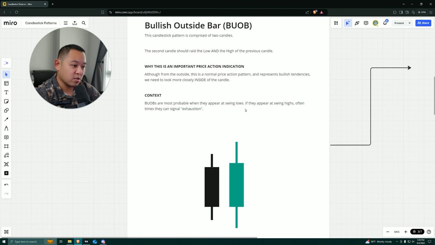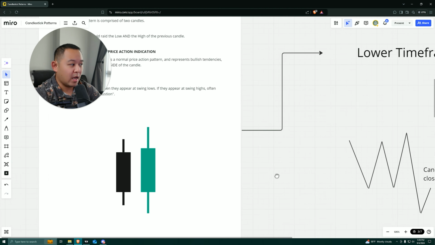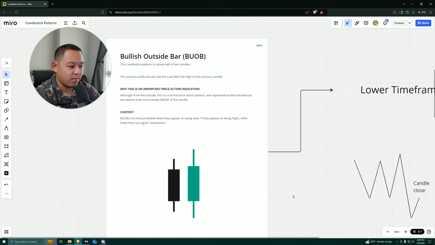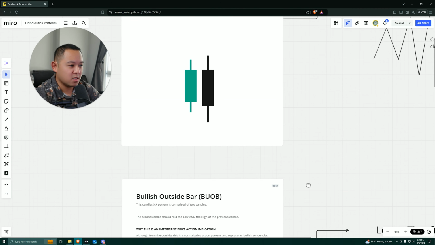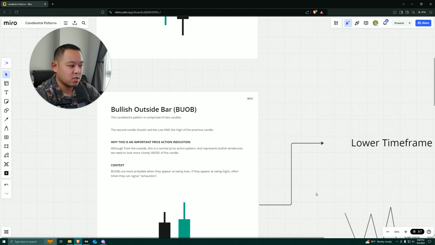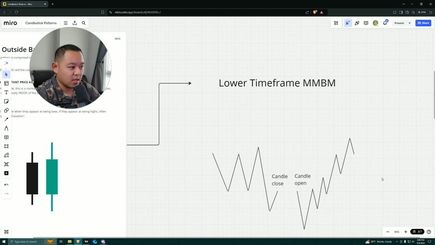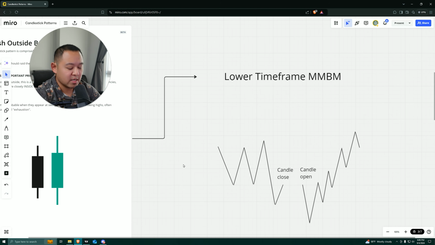If they appear at swing highs, oftentimes they can signal exhaustion. And I will go through some chart examples right after I'm done with this explanation, but this is a very basic explanation. These are very easy to spot on the charts, and you guys should be able to go in, study these, and going forward, you should be able to backtest and see how these markets operate, right?